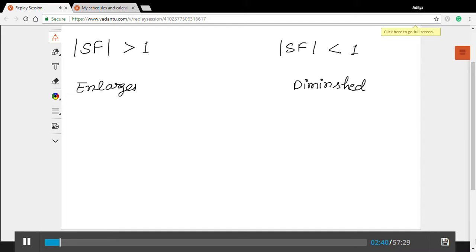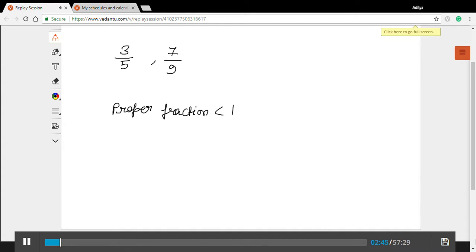We can still have a fraction like 9 over 7, 8 over 5. These are improper fractions. So improper fractions are always greater than 1. Whenever you have an improper fraction, there will be an enlargement. Whenever there is a proper fraction, there will be a reduction. The size will be decreased.